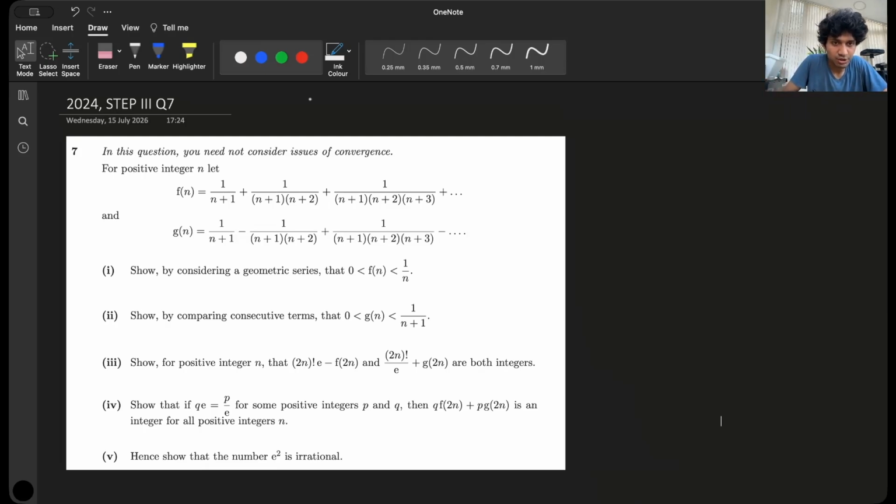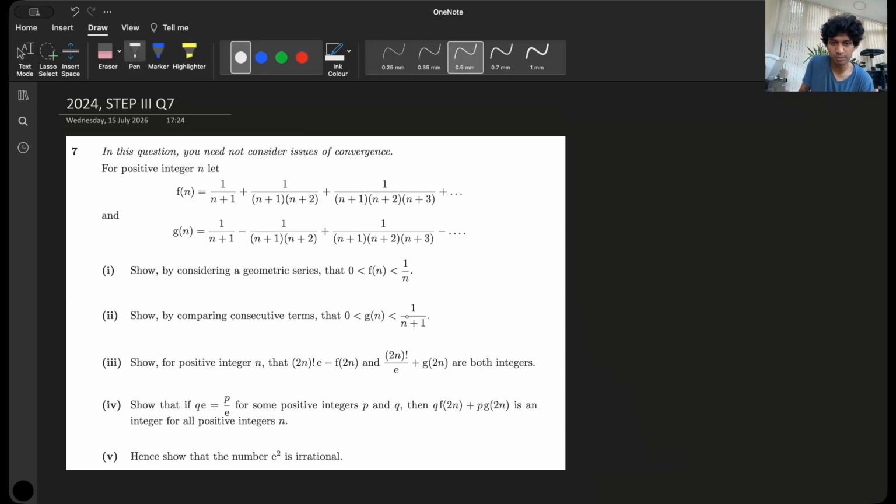So in this question, you're given these two infinite series, f of n and g of n, indexed by the positive integers. And it's quite funny. It says, you need not consider issues of convergence. When I was in sixth form, I didn't know what convergence was, so that wasn't really a problem for me. But if you do know what convergence is, maybe you can leave a comment as to how you know that the two series converge. But that's just an aside. You don't need to know that for the exam.